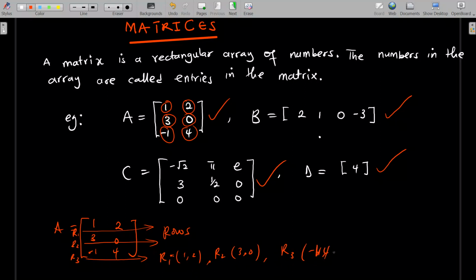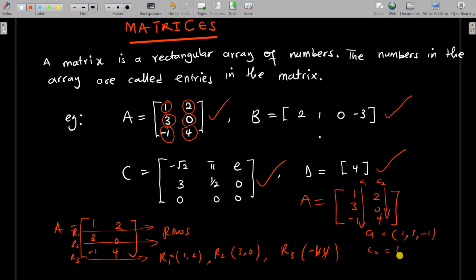All right. So we have the other part of it, same A. We have something we call the columns, and that is all the elements you read in a vertical way. So here we have two columns, column 1 and column 2. In column 1 we have the elements 1, 3, -1, and in column 2 we have the entries 2, 0, 4. Right. So that is what we mean by rows and columns.